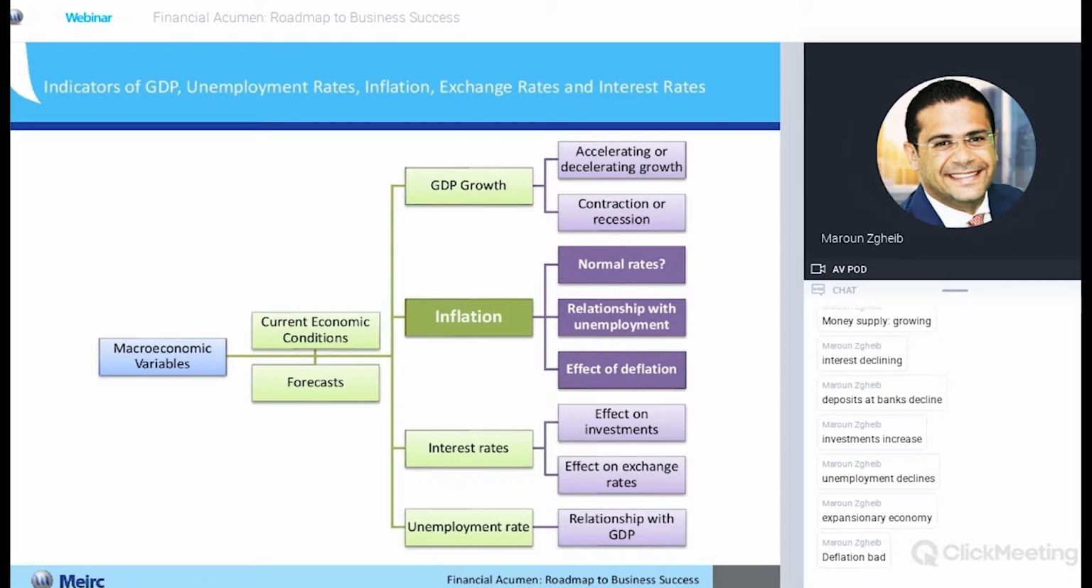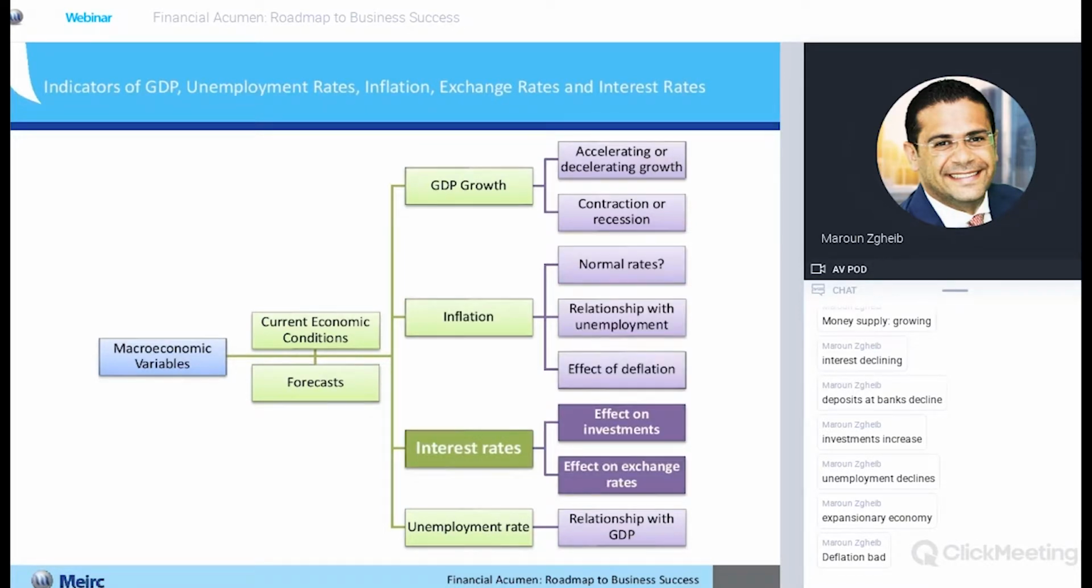Okay. The third indicator to look at is interest rates. As we said, we would like interest rates to go down. When interest rates are going down, this means that you are heading towards an expansionary economy. It means that people will invest their money. No one will keep their money at the bank. This helps a lot of companies hire more people, and this will help the economy in a positive way.